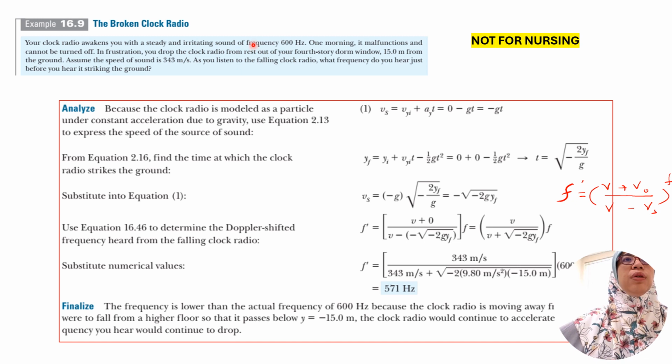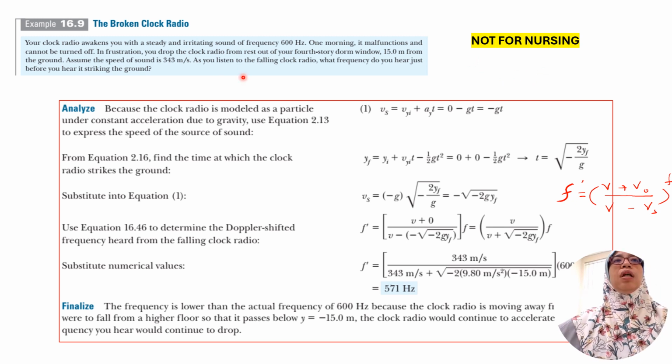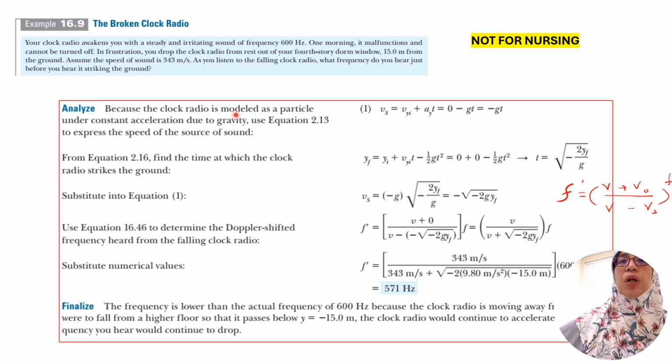Right. Let's have a look. Example 16.9, a broken clock radio. This is not meant for nursing. Now, the whole idea of this example is that an object is thrown downwards and undergoes free fall. At the same time, it's emitting sound. You are on top of a building and you would like to hear, the question asks, what sound will you hear from that object falling down?